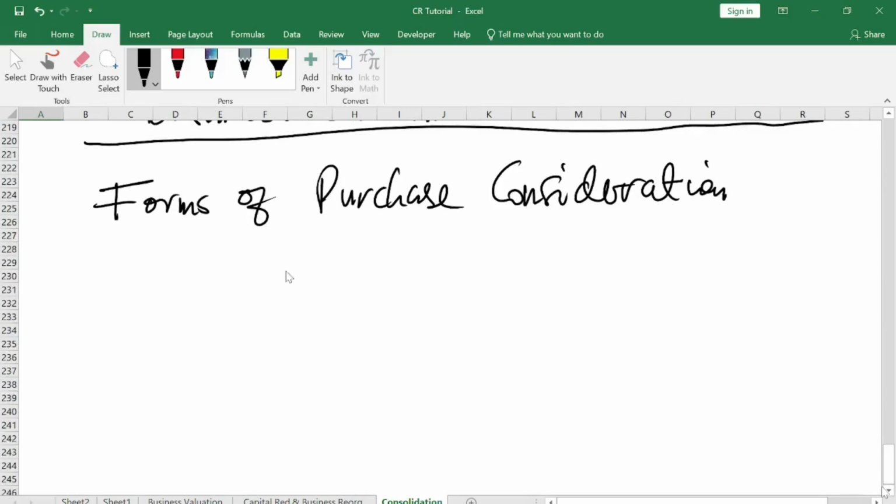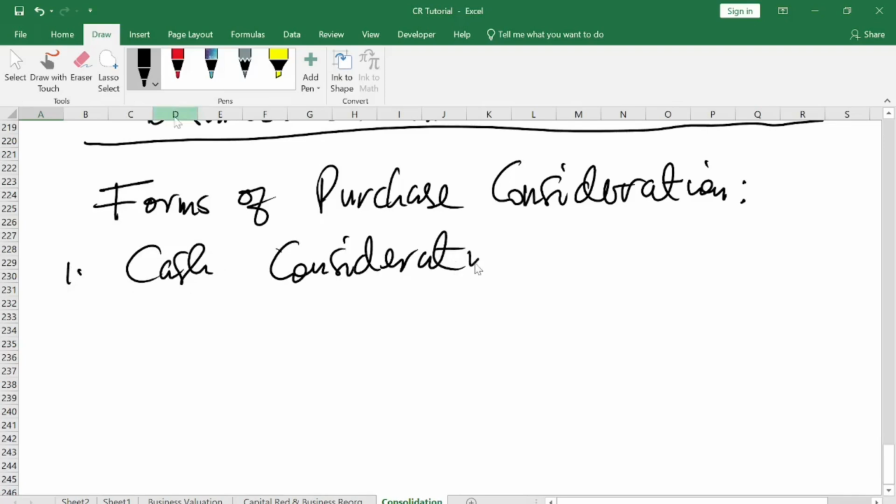All right. So forms of purchase consideration. One, we have what we call cash. In this form, the company has the money to drop. If company A wants to acquire company B, which form are they using? If company A has the money to outrightly buy company B, they will just drop the money and acquire the assets of the company. So that's what we call cash consideration.